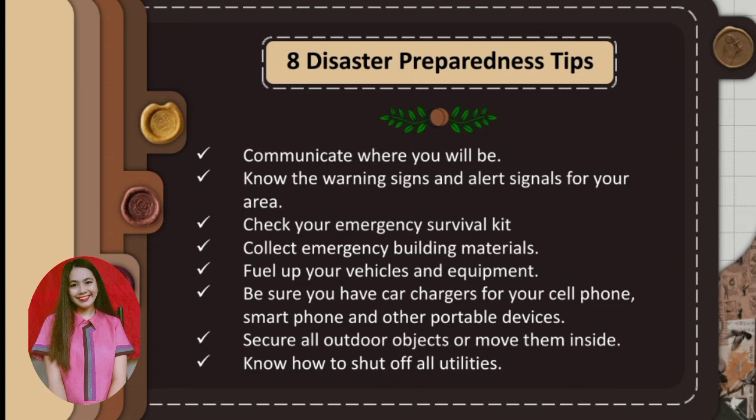Third, check your emergency survival kit. Make sure your emergency survival kit is stocked with essential items and kept in an easily accessible location. Fourth, collect emergency building materials. Depending on the type of disaster, you may want to have emergency materials on hand, such as plywood, sandbags, and waterproof tarps. Fifth, fuel up your vehicles and equipment.